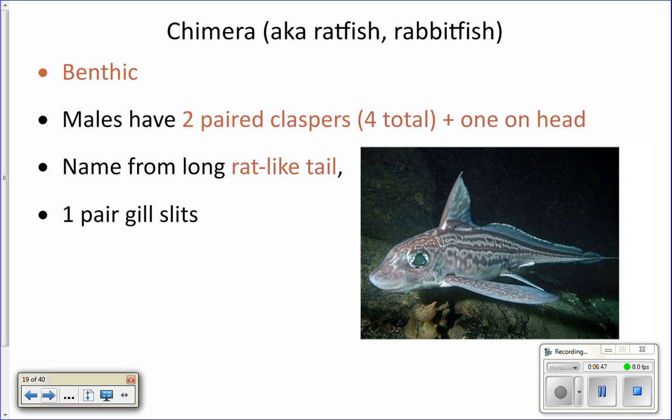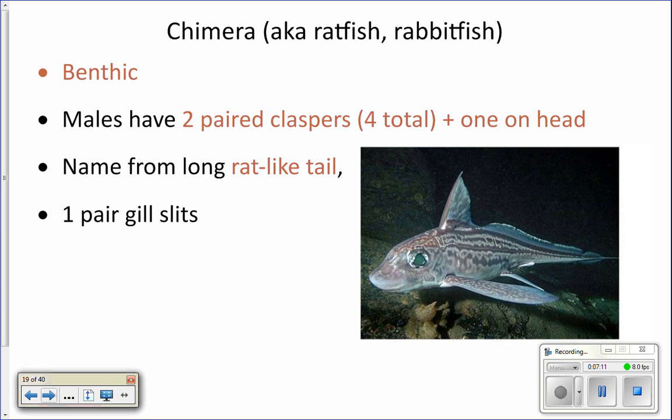They have claspers, just like other chondrichthyes, but it's a little bit weird for them. They actually have 5 claspers total. If they're a male, they have 4 claspers on their pelvic fins, and then 1 clasper on their head, in order to hold on to the female and to mate. So yeah, it's interesting.